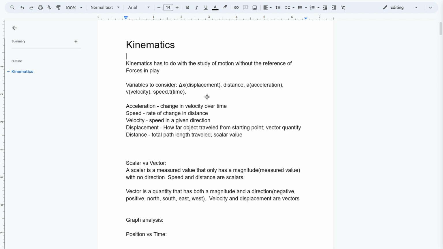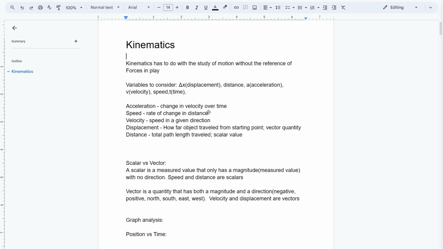And also, if you have a horizontal trend, that indicates that there is no velocity since the position is staying the same, and that also has to mean that there's no acceleration. That's about it for position versus time graphs. So let's move on to velocity versus time graphs.